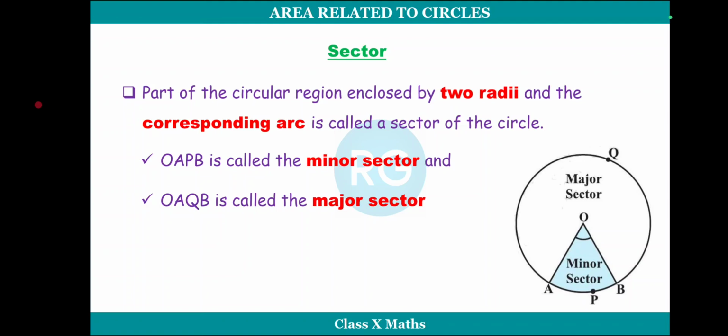Now, the sector of the circle is further divided into minor sector and major sector. As you see, I have already labeled it. So the smaller one will be called the minor sector OAPB, and the major one, that is OAQB, will be called the major sector.